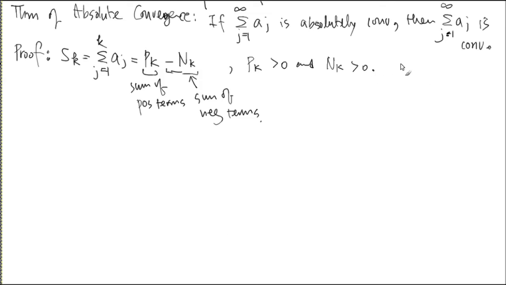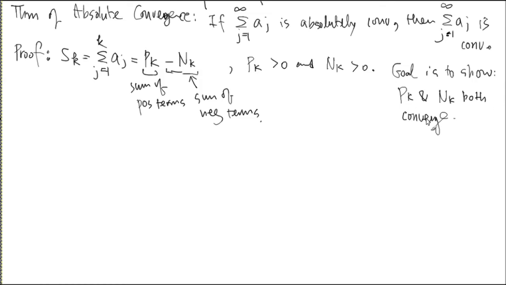So the goal is to show pk and nk both converge. So this is a partial sum, right? If I can show pk and nk both converge, then sk converges. It was a theorem. It's only two terms, right? So the limit distributes. So how can I show that pk and nk both converge?